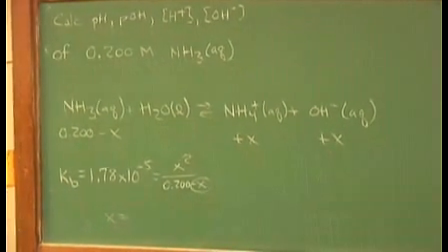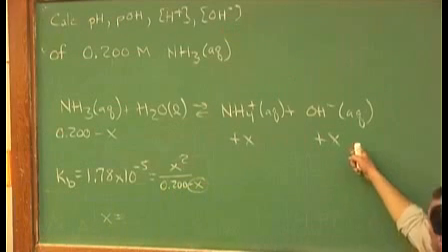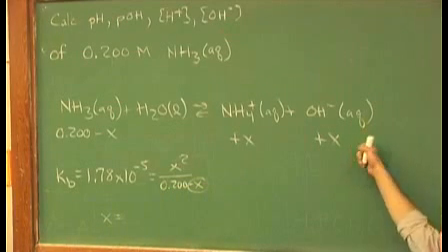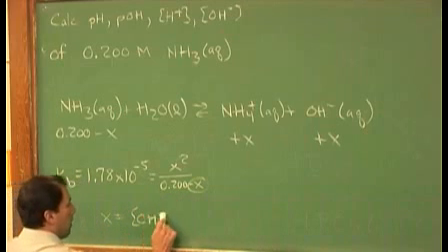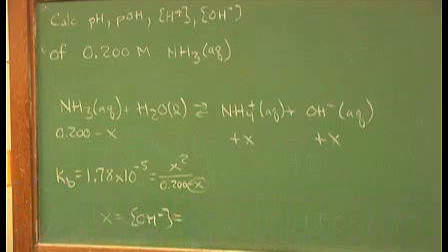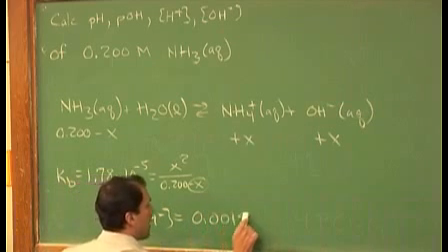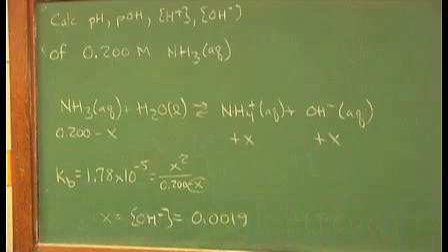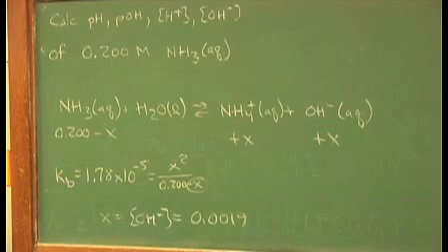Now, in this case, x is not going to be proton concentration. We're doing a base. It's going to be hydroxide ion concentration. So x is going to give us the hydroxide ion concentration. So after cross multiplication, I have x as being equal to 0.0019. Well, in order to get to the pH, one of the shortest routes is to calculate the pOH.